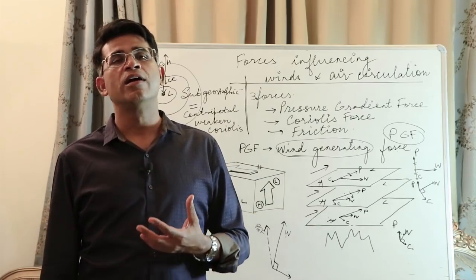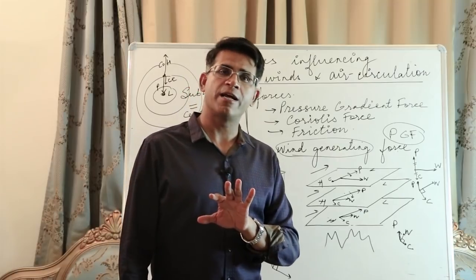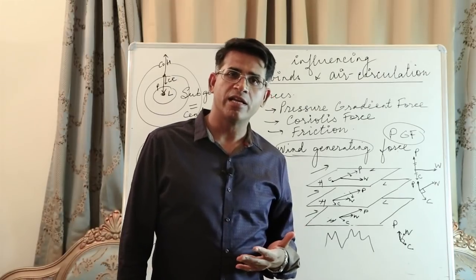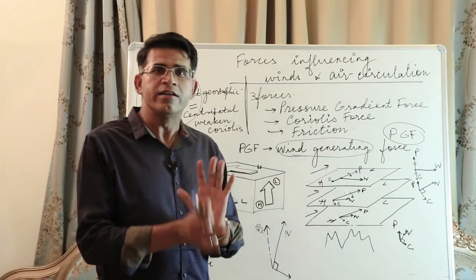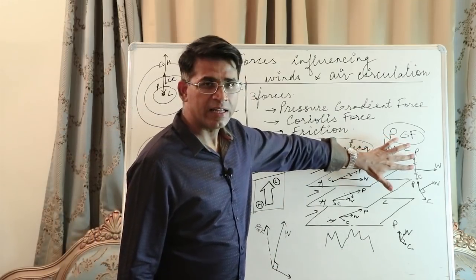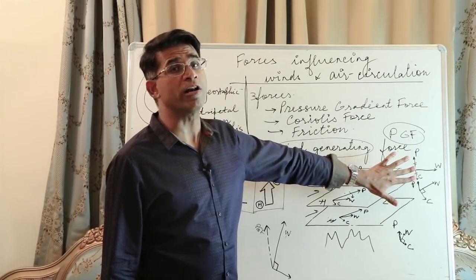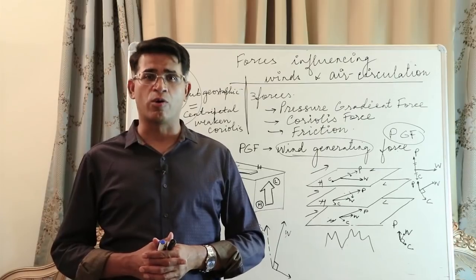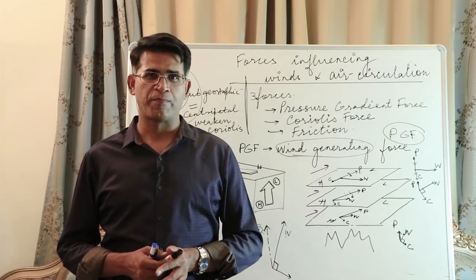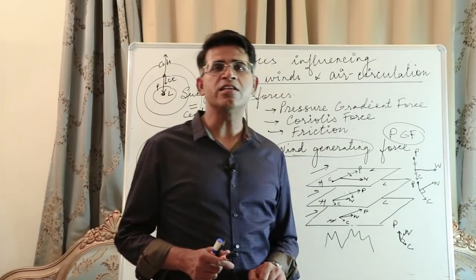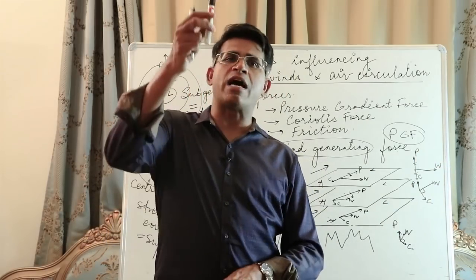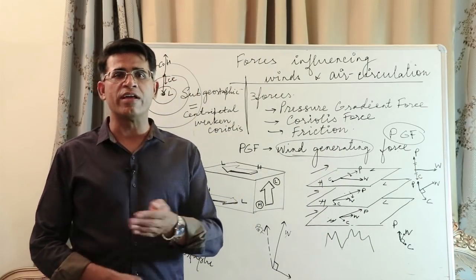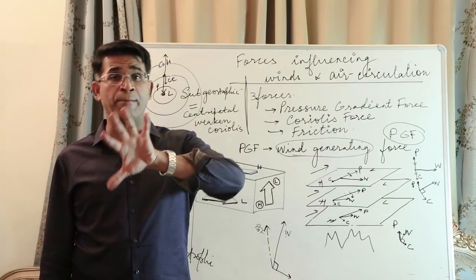Because they are in the above layers, far away from the friction that the topography might have on the winds. So geostrophic winds or geostrophic balance is a very special case where, at higher elevations, very fast moving winds have a condition where the pressure gradient is perfectly balanced by the Coriolis force and the winds move at right angles to the pressure gradient force. So it's a special case where the winds are no longer moving across isobars. I repeat, the winds are no longer moving across isobars, they are moving parallel to the isobars.